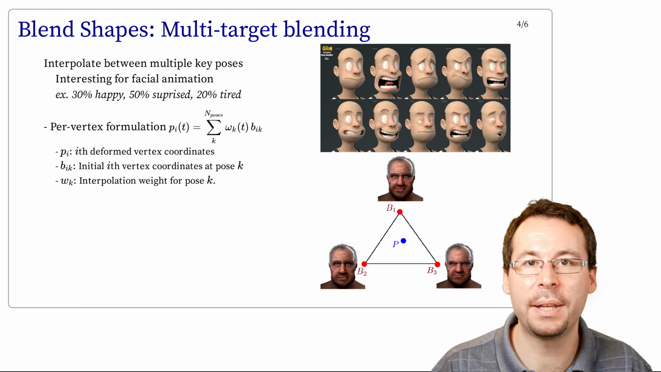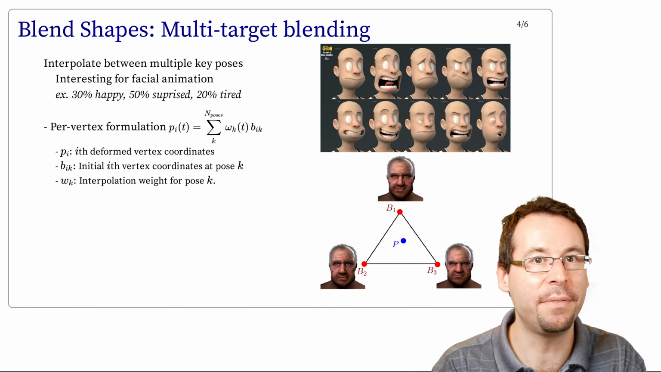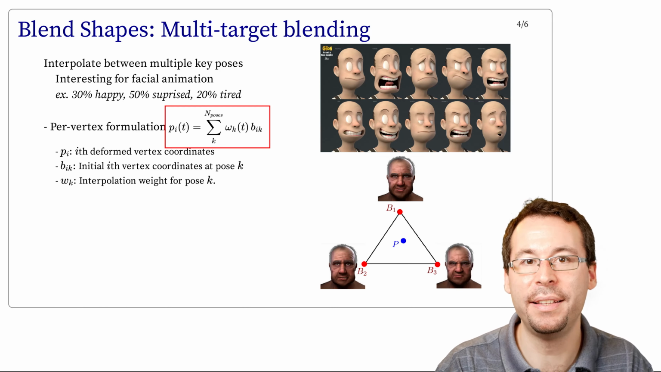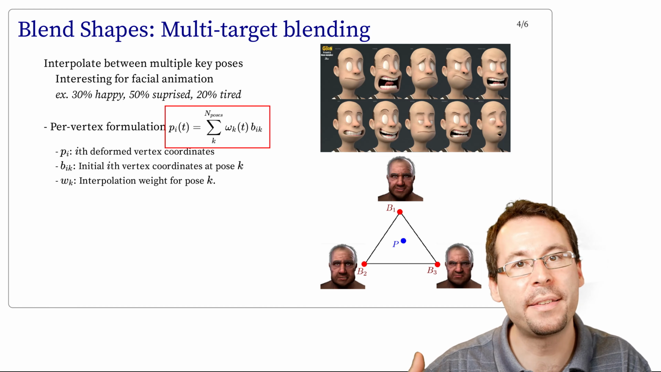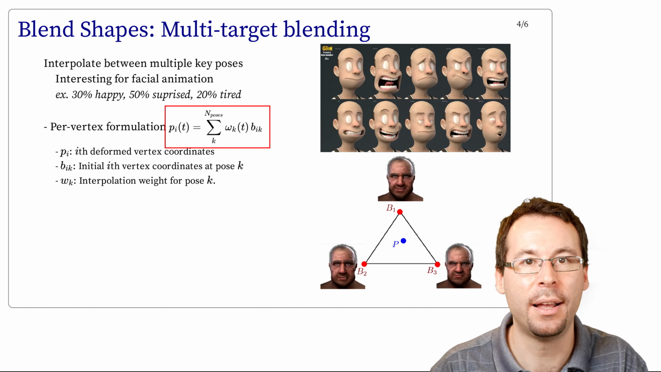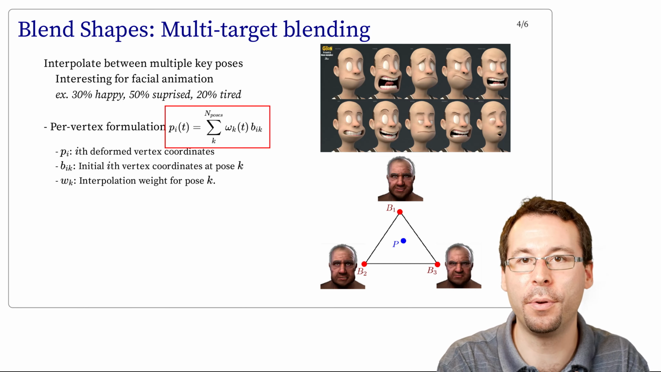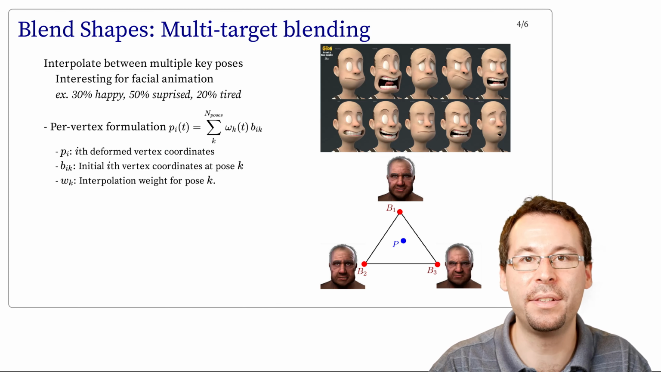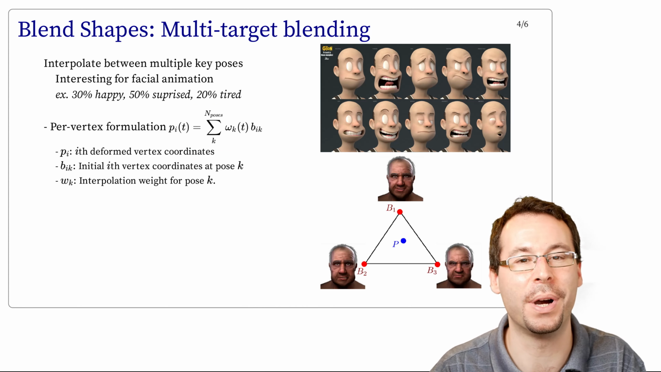So the formulation remains straightforward, as it's a simple barycentric interpolation, saying that the position P of vertex i at time t is given by the sum over all the poses k of the weights omega k at time t multiplied by the vertex position b_ik for the basis pose k. And of course, in this case, the sum over k of all the weights omega k should be equal to 1.